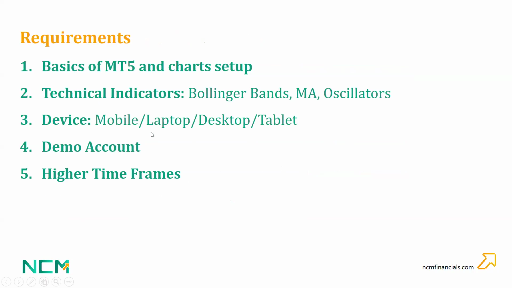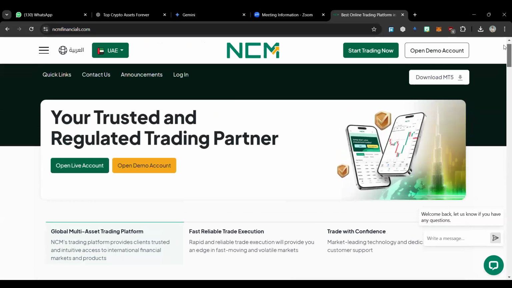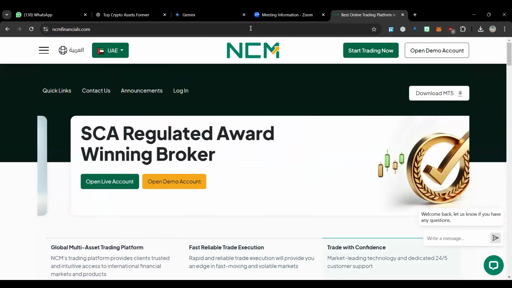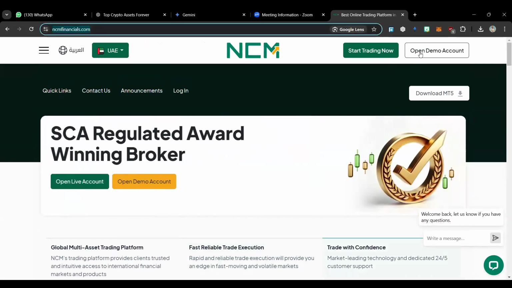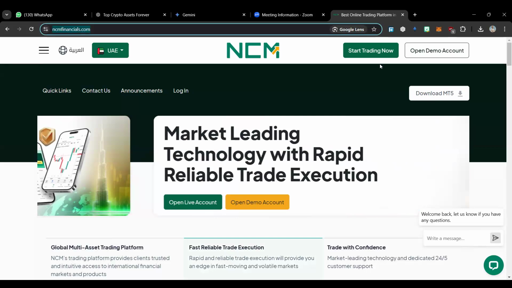Now, requirements. You need the MetaTrader 5 trading platform. I'll show that to you. And I highly encourage that you visit our office. We have a proper training center there as well. We have a physical location, customer service, sales, and marketing staff is there. So you go to NCM Financial's website here, and you can see it's written, download MT5. So that's how you download MetaTrader 5.